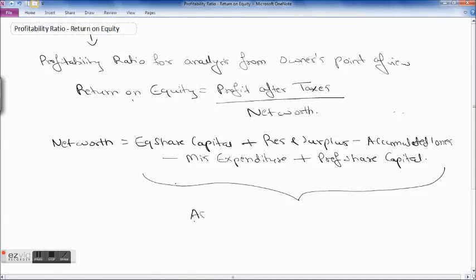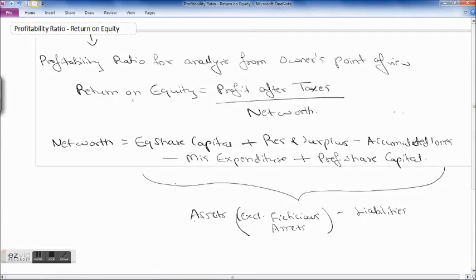So that means your assets excluding fictitious assets minus liabilities. Okay, that is your debt and the current liability. This is one of the formula of calculating a net worth.